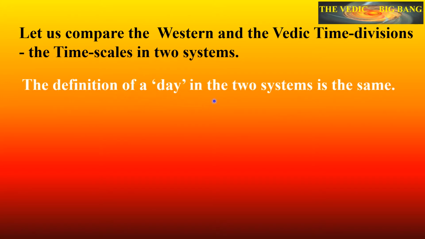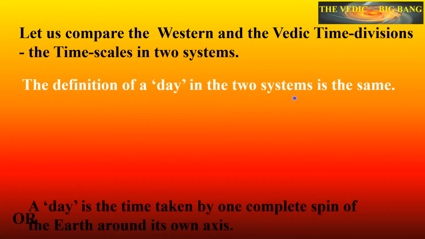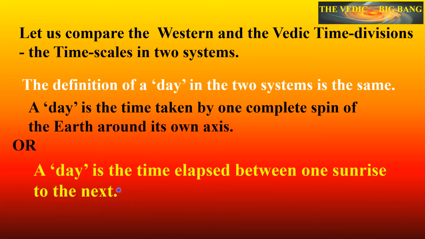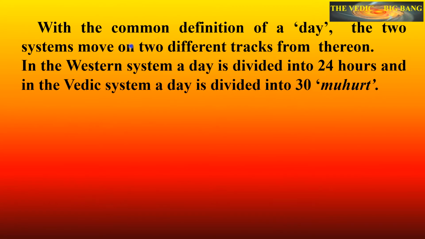The definition of a day in the two systems is the same. A day is the time taken by one complete spin of the earth around its own axis, or a day is the time elapsed between one sunrise to the next. With the common definition of a day, the two systems move on two different tracks from there on. In the Western system, a day is divided into 24 hours, and in the Vedic system, a day is divided into 30 muhurt.